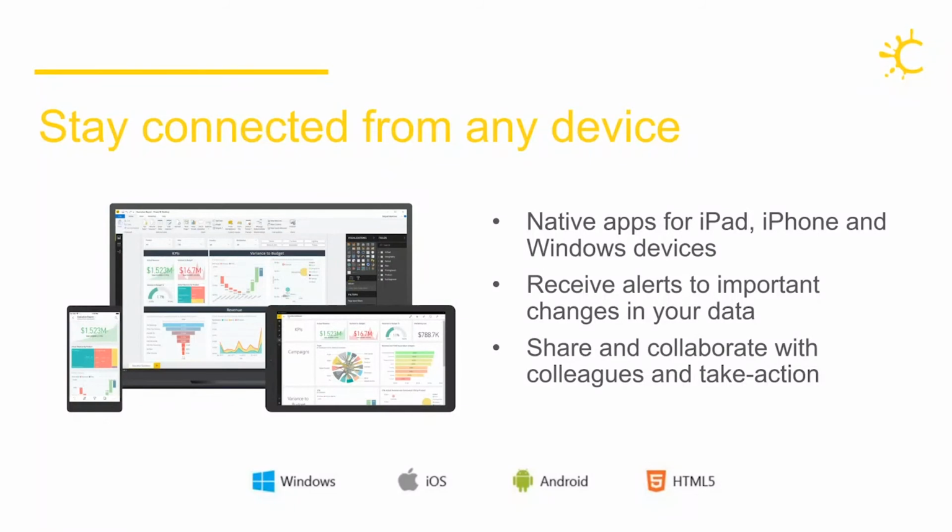Stay connected from any device. So Power BI has native apps for Apple, Windows, and Android devices, allowing you to receive alerts to important changes in data on the go, so you shouldn't be caught off guard. Power BI Online is accessible using browsers including Microsoft Edge, Internet Explorer 11, Chrome Desktop, Safari, and Firefox, most up-to-date versions, of course. Reports can also be embedded and viewed in websites using HTML5.